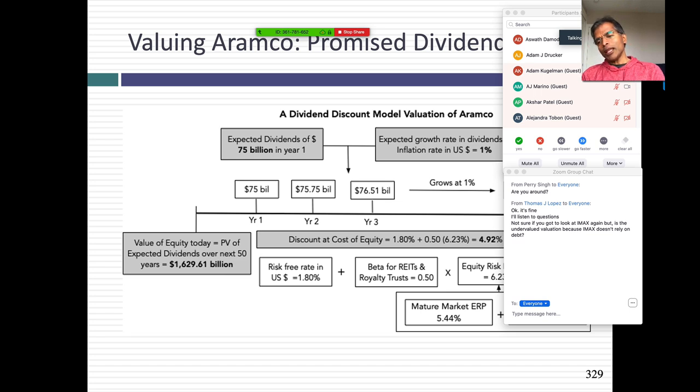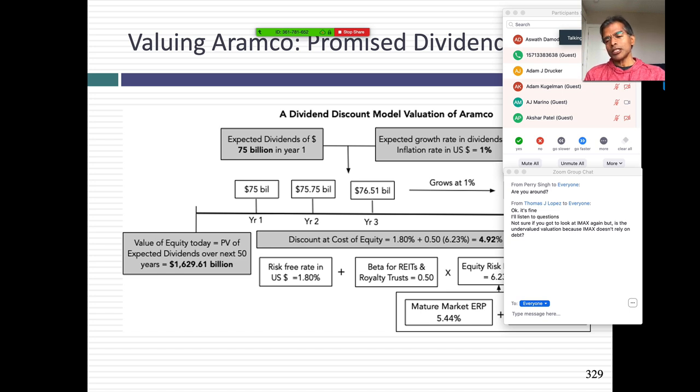So in October, when they filed their prospectus, I valued them. I valued them first using a dividend discount model. Why? Because Aramco is actually very explicit about how much dividends they're going to pay. It was like buying a bond. They guaranteed dividends of $75 billion in year one, and they said, we're going to keep dividends growing.